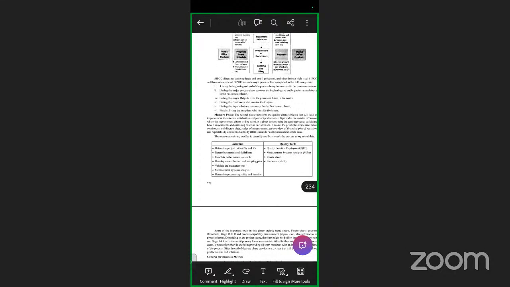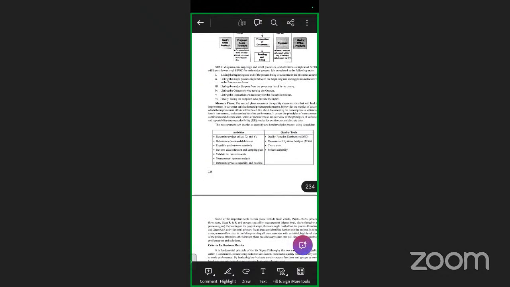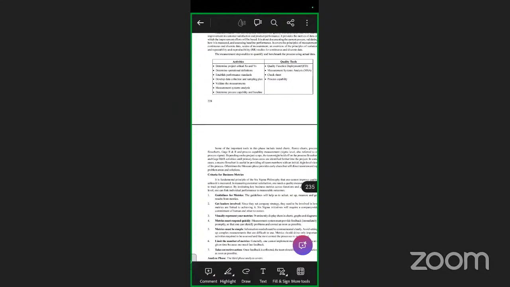So here, in measurement, there are phases. What are the phases? Measurement phase, and criteria for business measurement.